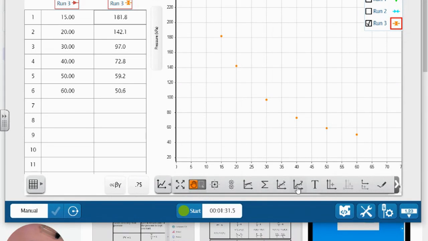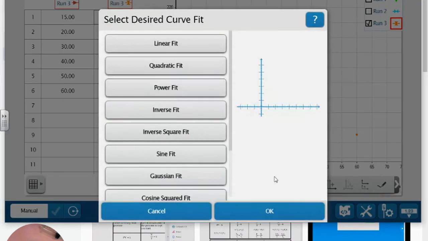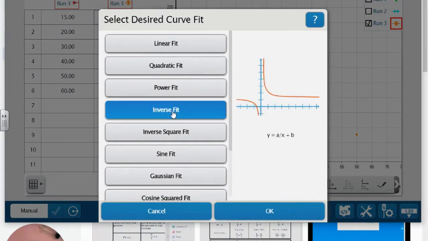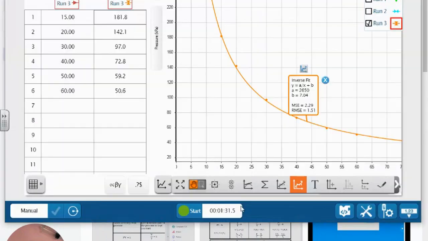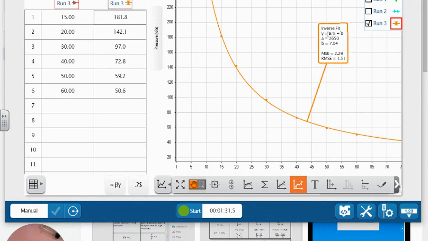In fact, I can do a linear fit on this. Inverse fit rather, because this is inversely proportional. There we go. Oh, that's a nice fit. That hit every single point. That's actually not bad data, despite how much pain I was in getting it done.